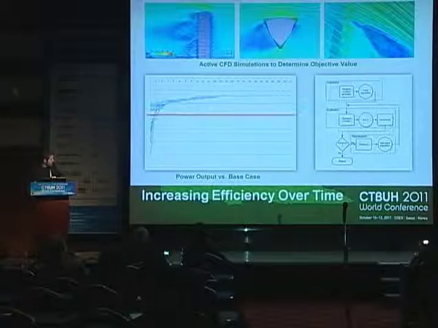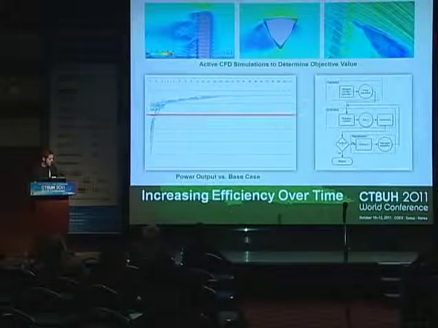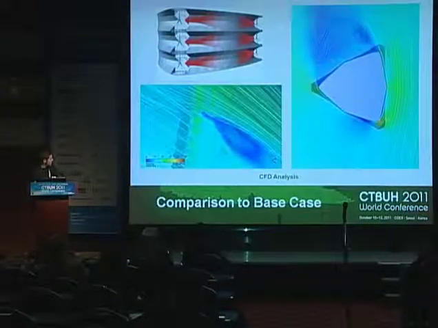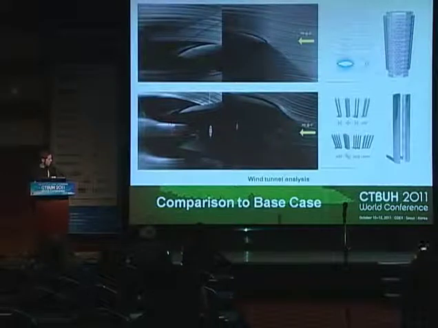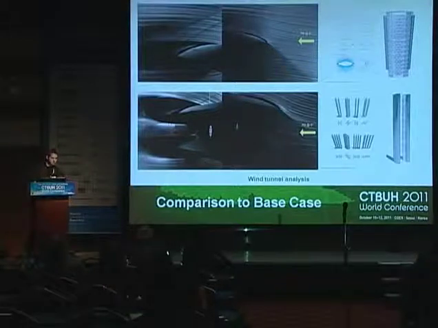And to review the genetic process, after the solution is optimized, you can do a more thorough testing and compare the results to your base case either with CFD or with wind tunnel analysis. You couldn't do wind tunnel analysis through the optimization process because you would have to build hundreds of models, but once you have an optimal, you can use this for verification.